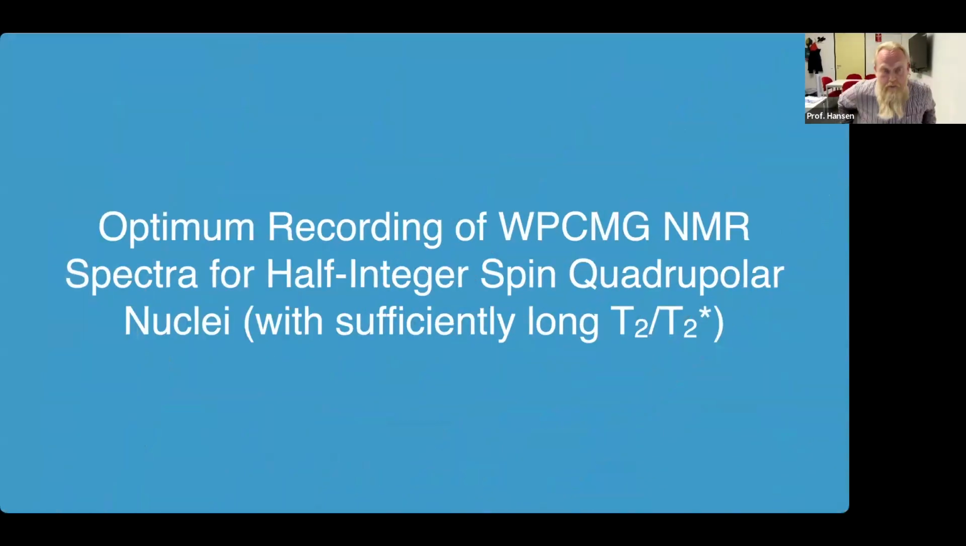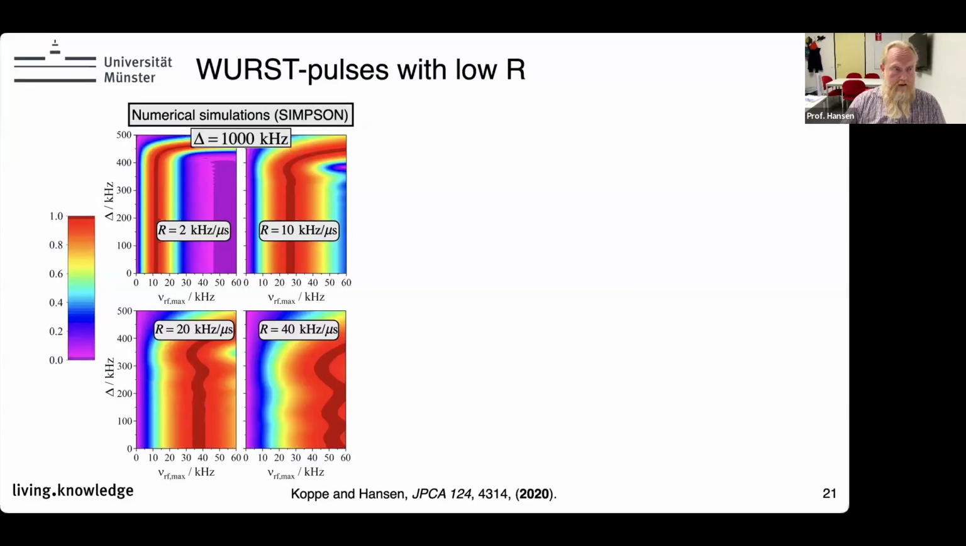So what we looked at in the beginning is that we thought, okay, how can we do this, looking again at the central transition for half-integer spin quadrupolar nuclei, in parentheses, with sufficiently long T2? How can we do this, and how can you set the parameters optimally? So what we did is that we started out just using simple spin dynamics simulations using Simpson.